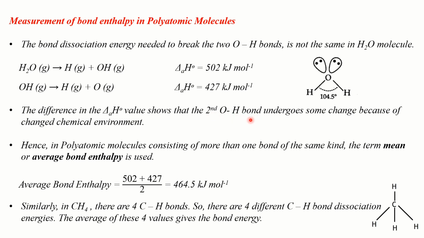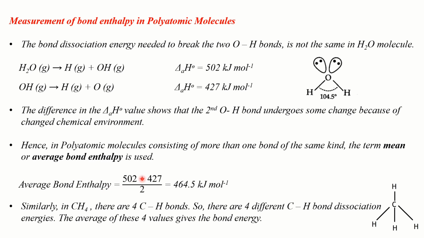Now, in polyatomic molecules consisting of more than one bond of the same kind, the term mean or average bond enthalpy is used. Now, how will you calculate the average bond enthalpy of water molecule? See, in water molecule, here we have more than one bond of the same kind. So, we can use the term mean or average bond enthalpy. So, how will you calculate the average bond enthalpy of water molecule?